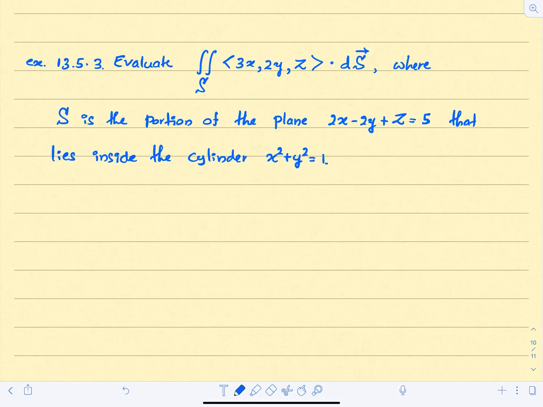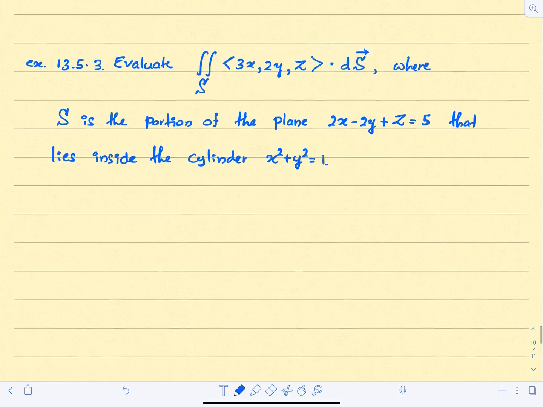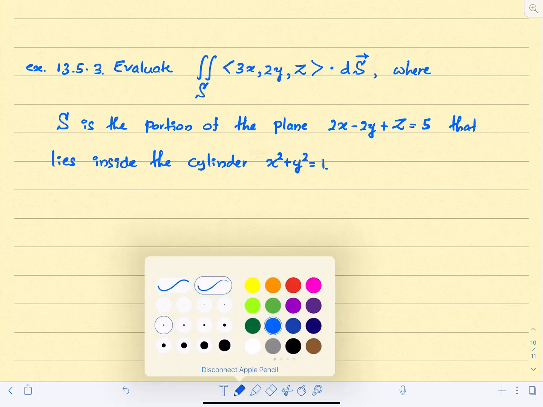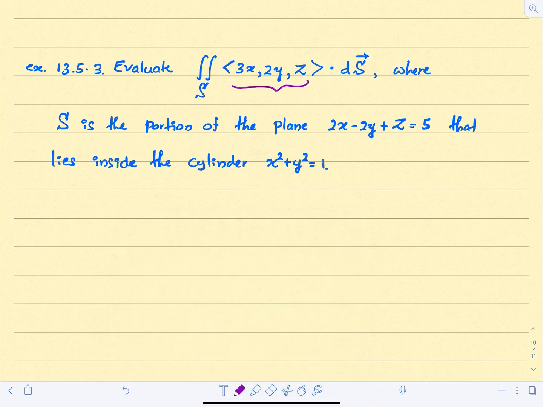Great. Here we have the first example from the second part of this chapter 13.5. Now in this example we want to calculate this surface integral, and here we have a vector field. So this is my vector field F, which equals 3x, 2y, z. This is your vector field F, and my S is the surface.